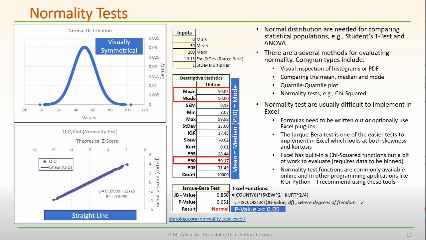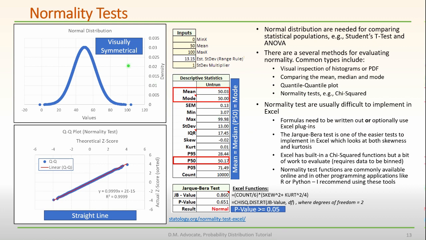There are several methods for evaluating normality. Common types include visual inspection of histograms or PDFs, comparing the mean, the median, and the mode, quantile plots, or normality tests such as the chi-squared test. Let's take a look at this example distribution.